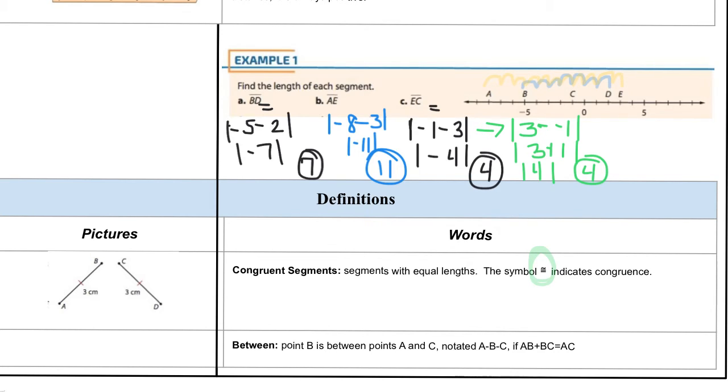Between, we already talked about between, but now we are going to define that if B is between A and C, then AB plus BC is equal to AC. This is the main part I want you to remember, okay? You need to kind of star that, highlight it, do something, because you're going to see that coming up.